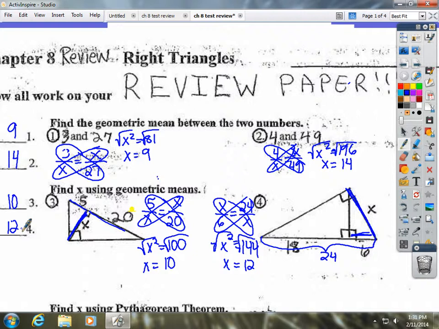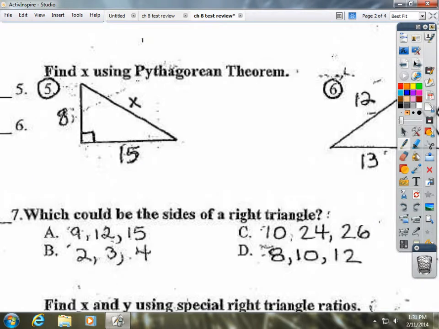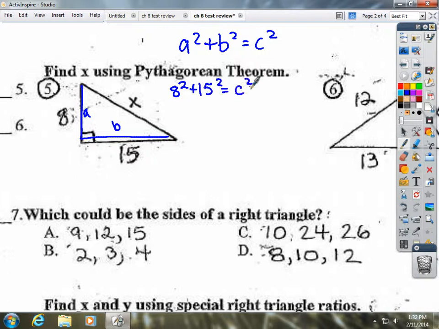Okay, there's numbers 1 through 4. Next page. Or sorry, going down some. Now we're going to use the Pythagorean theorem. The Pythagorean theorem is a squared plus b squared equals c squared, and our two legs of our right triangle are a and b. So I have 8 squared plus 15 squared is going to equal my hypotenuse squared. This gives me 64 plus 225 equals c squared. Those two added together equal 289. And to find c, we square root. We will get 17 equals c.